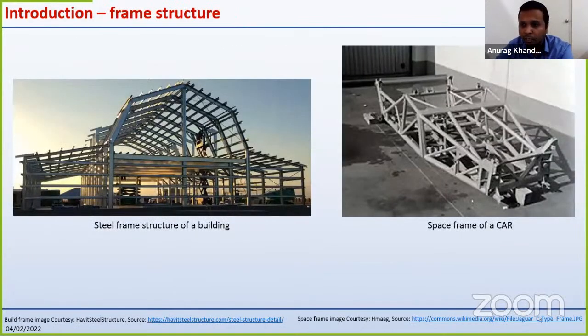Next, what you see on the screen is a frame structure of two different elements. One is for a building and one is for a car. So frame is like a skeleton or the core over which the actual building or the vehicle assembly starts. It provides the basic support for everything inside and outside. In most cases, it also defines the overall outer shape, and in the case of a building, as you can see, the outer shape is more or less defined by the frame.